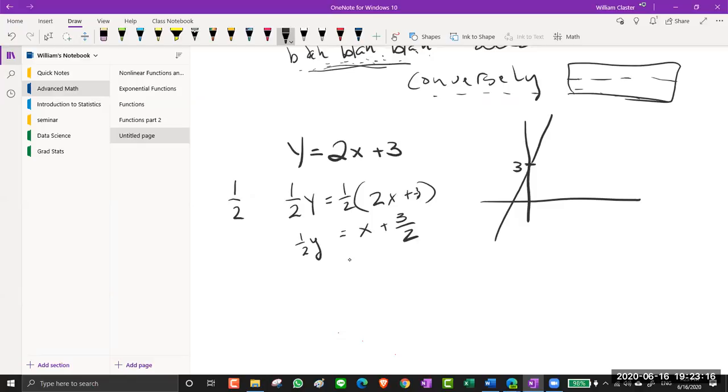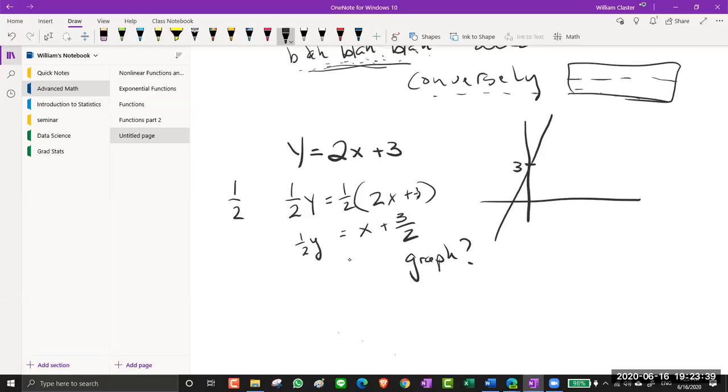What's it going to look like? What's the graph of this going to look like? Anybody know what the graph is? It will be the same as the previous one. Oh my God, it's going to be the same as the previous one? Yeah, that's right, of course, right?